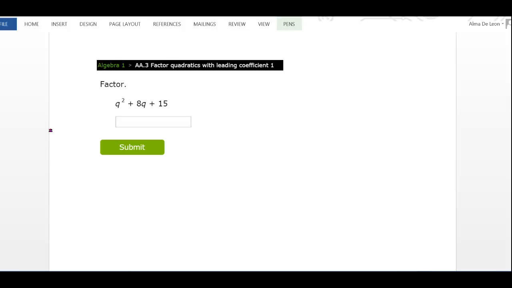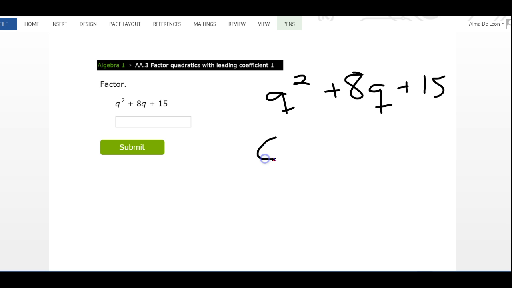Okay, so I am going to continue factoring. This time I want to factor a trinomial. And I'm going to start by rewriting my trinomial on the side. Q squared plus 8q plus 15. And to factor means I need to find what times what gives me this trinomial. And it needs to look in the format of something in parentheses times something in parentheses.